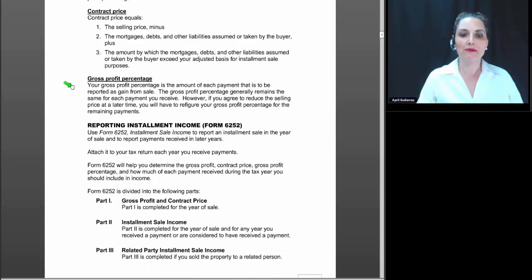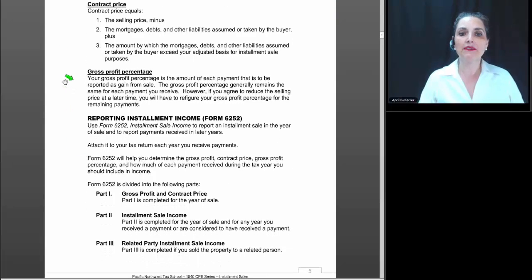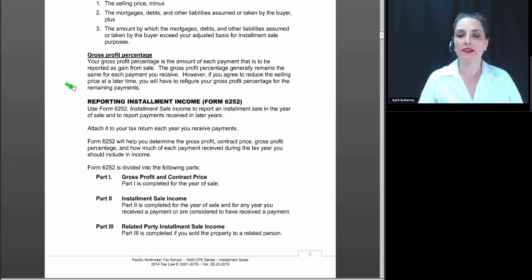Well, your gross profit percentage is the amount of each payment that is to be reported as gain from the sale. The gross profit percentage generally remains the same for each payment you receive. However, if you agree to reduce the selling price at a later time, you will have to figure your gross profit percentage for the remaining payments.